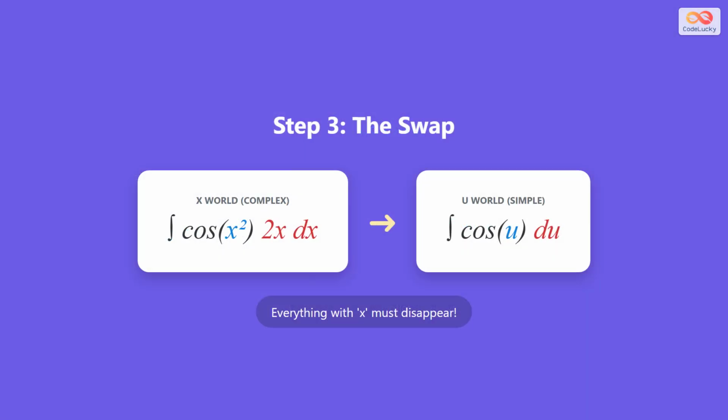Now for the swap. We replace the x squared with u, and the 2x dx with du. Notice how the complicated integral in the x world transforms into a very simple integral in the u world. All x terms must disappear for this to work.